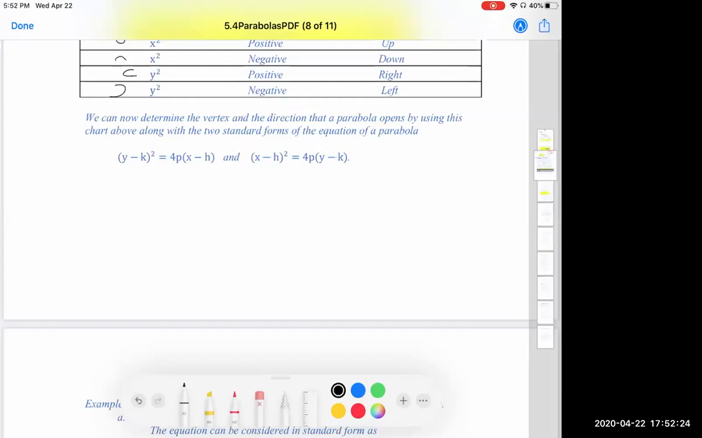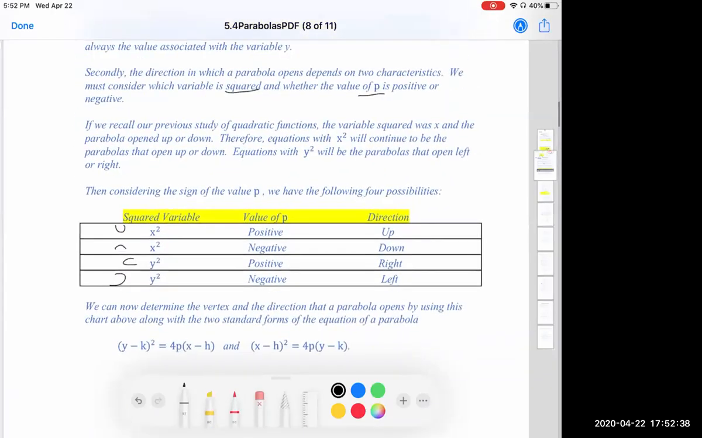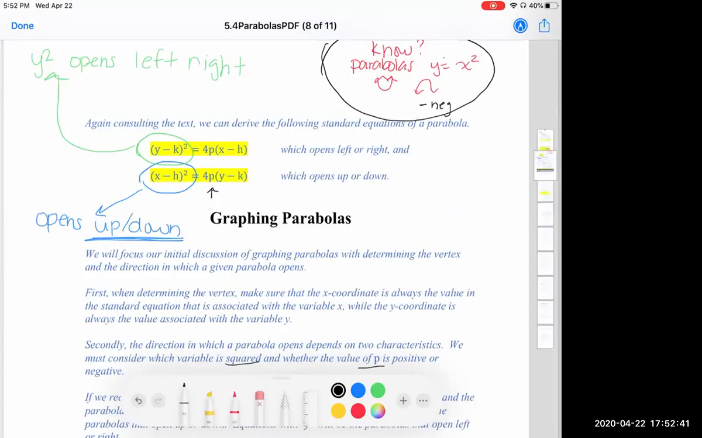We can now determine the vertex and the direction that the parabola opens using this chart above, along with the two standard forms of the equation of the parabola. All right, so here are two standard formulas. And maybe we can write above here, we have our formulas, that if p is negative, it opens, I guess you can write for this one, it opens down. This one can say, if p is negative, it opens left. Just like we have below, but we can have it for each one separately.